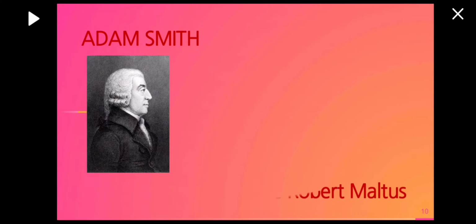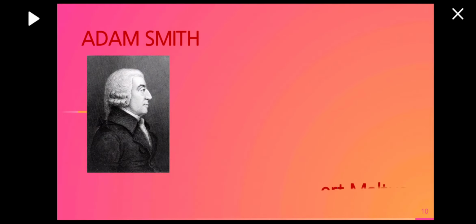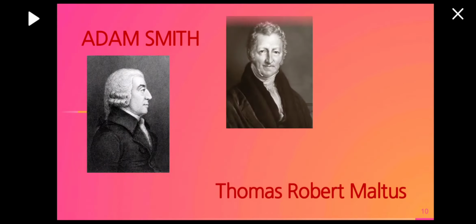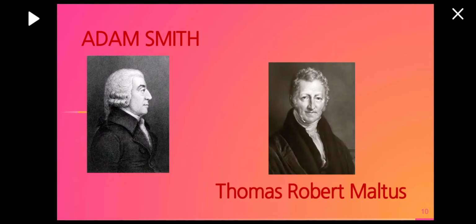Next, we have Thomas Robert Malthus. Thomas is a British philosopher and economist noted for Malthusian growth model. So, Malthusian growth model is named after him. Okay, this model is an exponential formula used to project population growth.